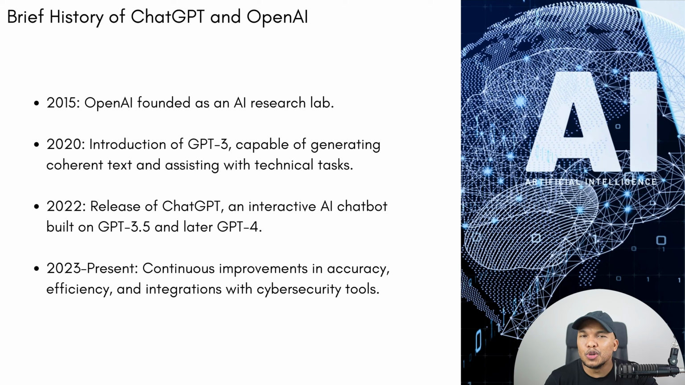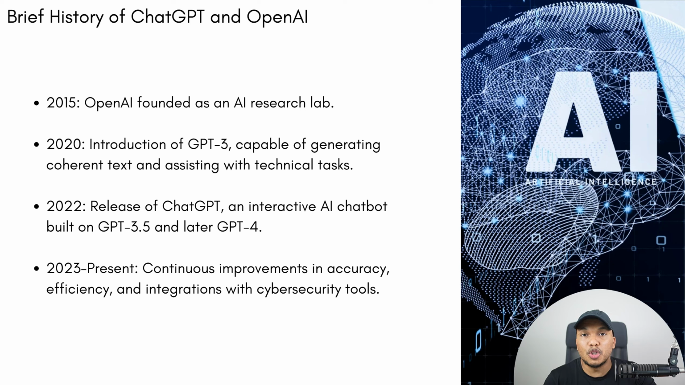Just a brief history of ChatGPT and OpenAI, why not? So apparently back in 2015, while I think we were all focused on cryptocurrency, which was becoming quite a big deal in 2015, this company called OpenAI was founded as an AI research lab. Now, fast forward 5 years, they introduced GPT-3 that was capable of generating coherent text and assisting with technical tasks. Those were the baby steps, the baby days of ChatGPT.